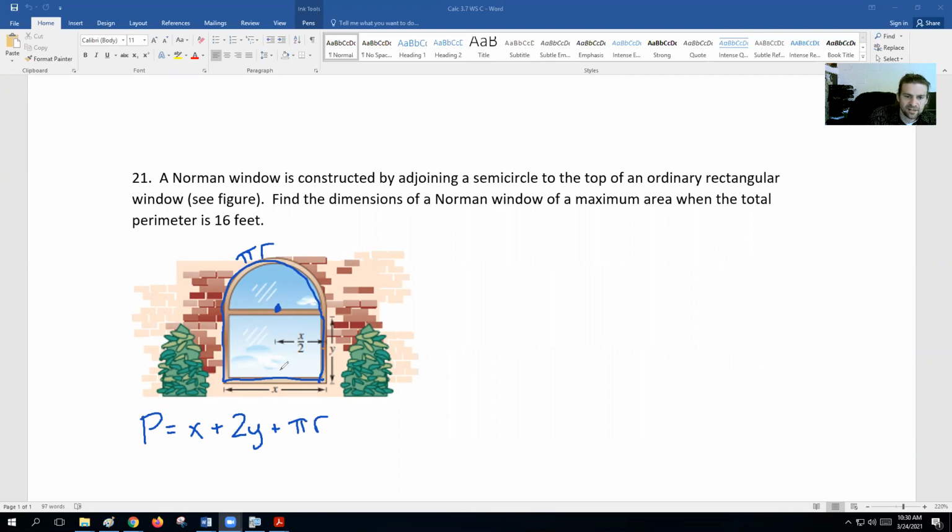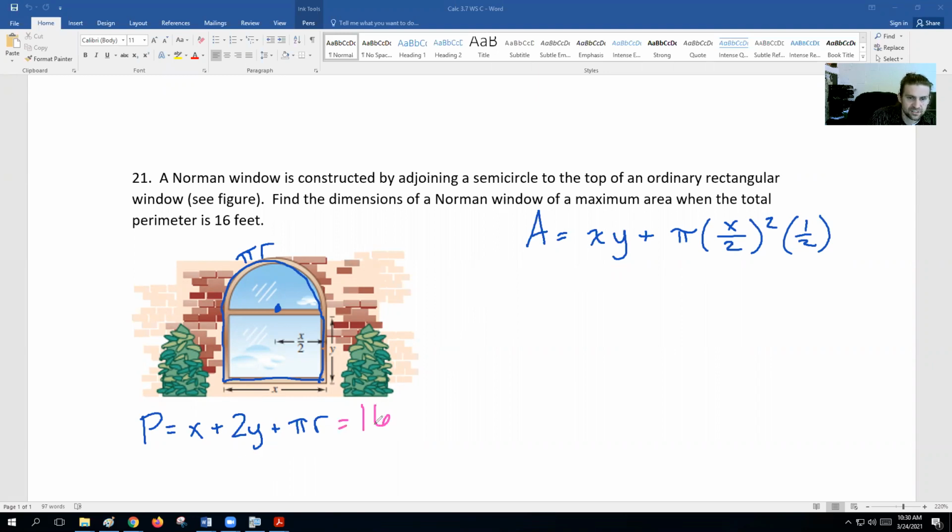All right, so if we want to maximize this area here, our area is x times y plus pi times r, which is x over 2, squared. And then actually we're going to cut that in half because it's half a circle, so it's half of pi r squared. Okay, so let's talk about the constraint here.